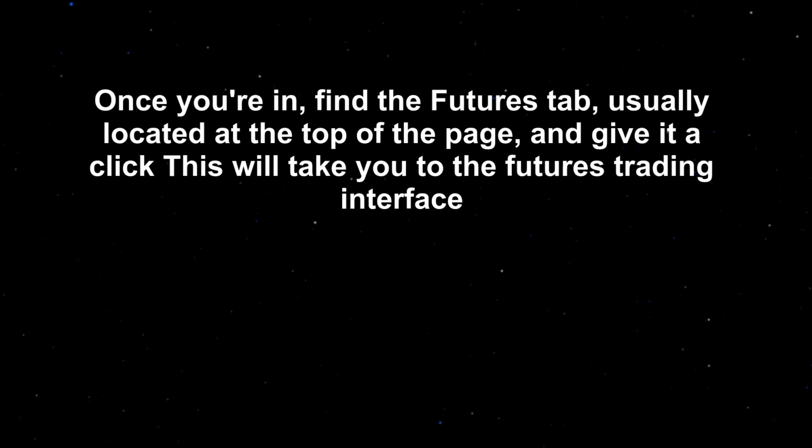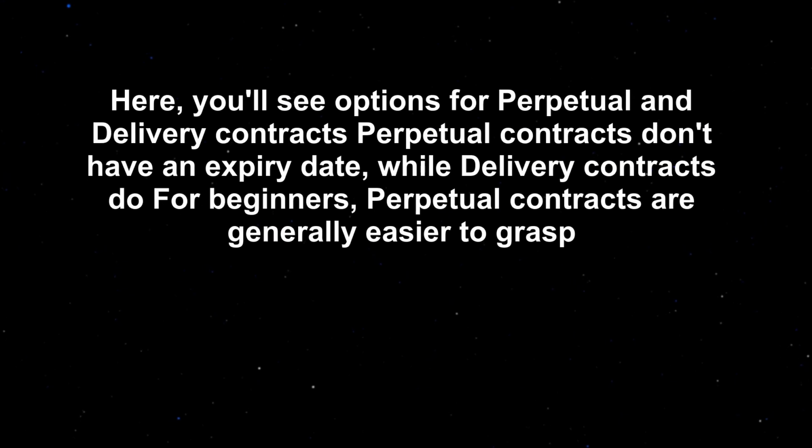Once you're in, find the Futures tab, usually located at the top of the page, and give it a click. This will take you to the Futures trading interface. Here, you'll see options for Perpetual and Delivery contracts. Perpetual contracts don't have an expiry date, while Delivery contracts do. For beginners, Perpetual contracts are generally easier to grasp.